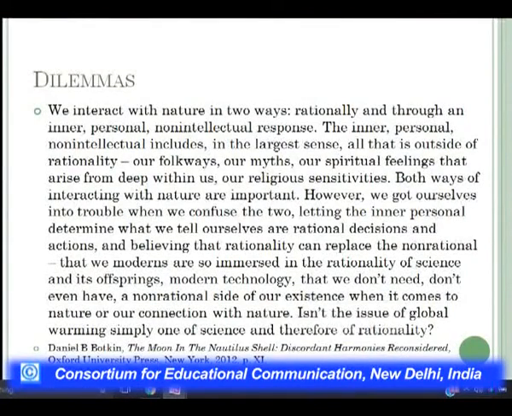What happens is that the inner personal non-intellectual includes, in the larger sense, all that is outside of rationality: our folkways, our myths, our spiritual feelings that arise from deep within us, our religious sensitivities. Both ways of interacting with nature are important. However, we got ourselves into trouble when we confuse the two, letting the inner person determine what we tell ourselves, our rational decisions and actions, and believing that rationality can replace the non-rational. We moderns are so immersed in the rationality of science and its offspring, modern technology, that we don't even have a non-rational side of our existence when it comes to nature or our connection with nature. Isn't the issue of global warming simply one of the signs of this rationality?